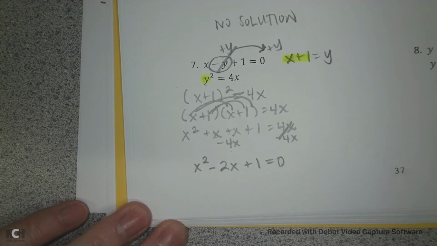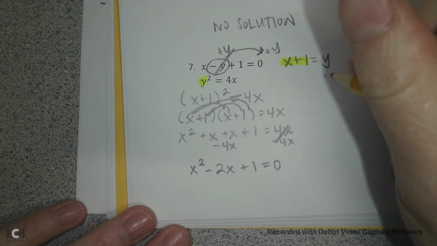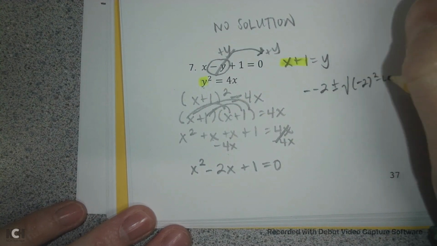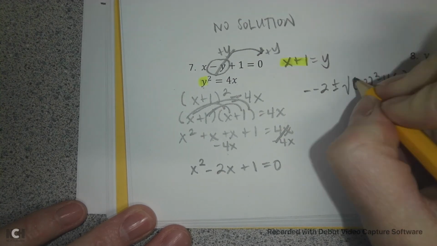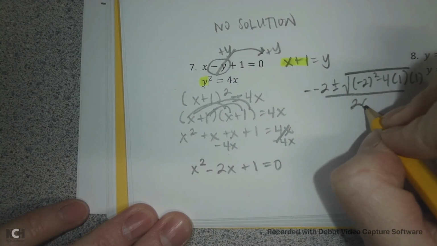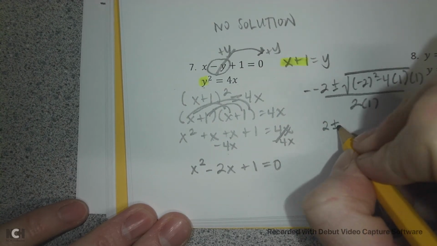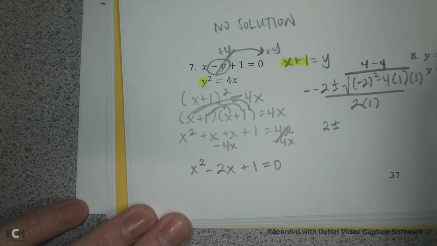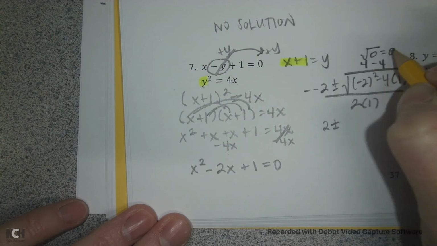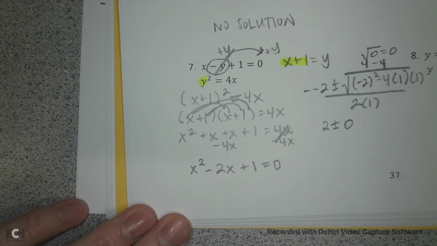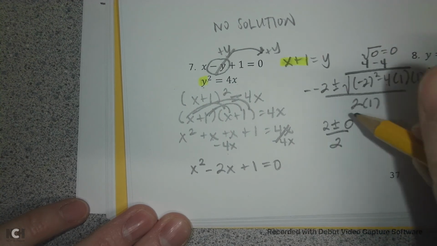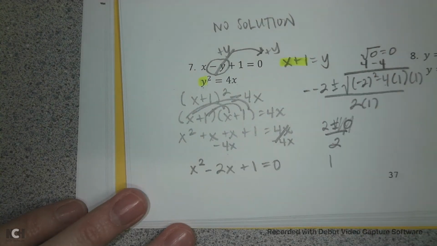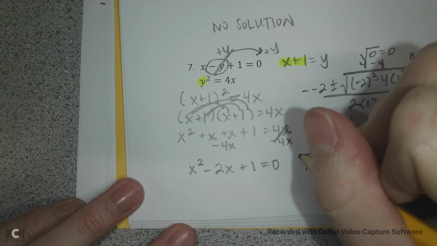Again, you can big X this. I'm just going to use the quadratic formula. x is equal to negative b plus or minus the square root of b squared minus 4ac, all over 2a. Okay, so we have 2 plus or minus, well, 2 squared is 4. Negative 4 times 1 is negative 4. 4 minus 4 is 0. And the square root of 0 is 0. So 0 over 2, so that really doesn't matter. 2 divided by 2 is 1. So my x equals 1.